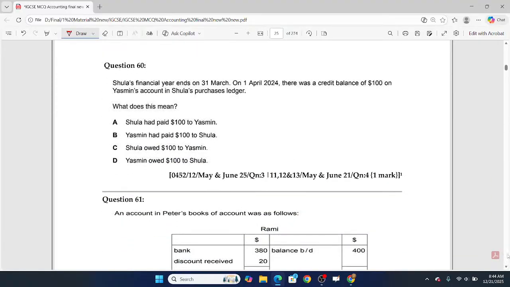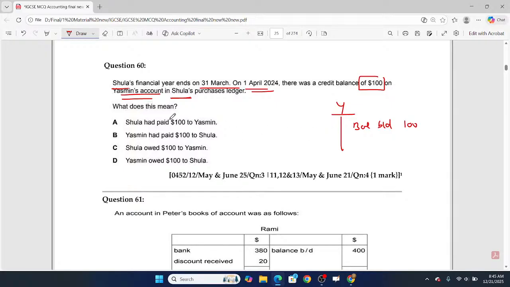And 60th one. Shula's financial year ends on 31st March, and on 1st April 2024 there was a credit balance of $100 on Yashmin's account in Shula's purchases ledger. There was a credit balance. So in Yashmin's account, credit balance means it appears on the credit side. Balance brought down 100.